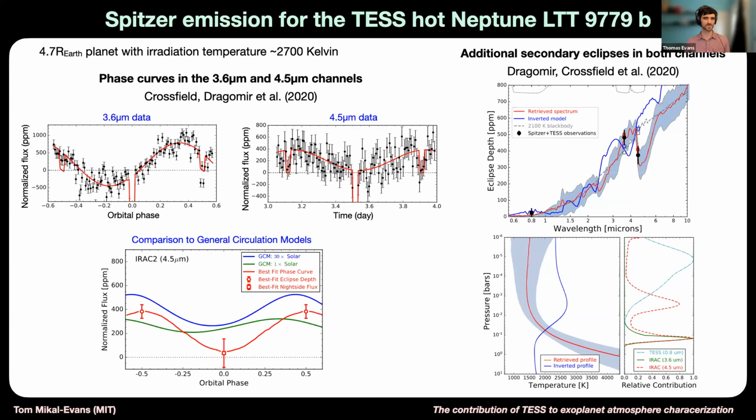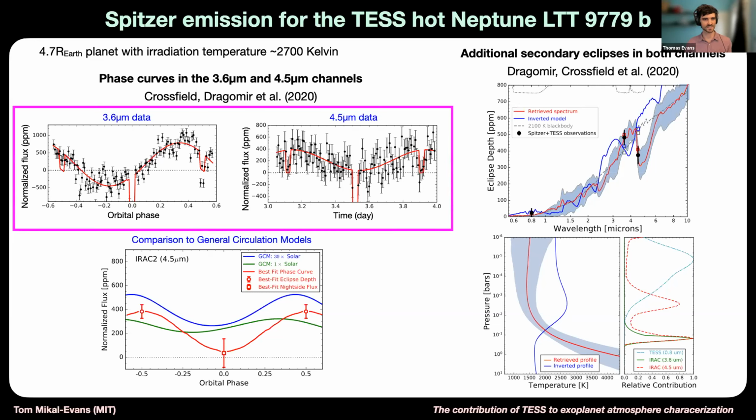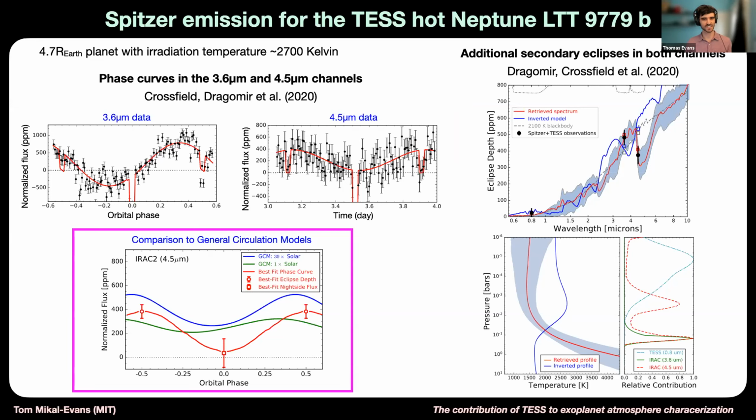Another set of Spitzer observations made for a TESS planet was published by Ian Crossfield, Diana Dragomir, and collaborators. The target was LTT 9779b, a hot Neptune with an orbital period of less than a day. The measured phase curve data are shown up the top here, and down the bottom, the best fit to the 4.5 micron data is shown in red compared to a couple of general circulation model predictions.